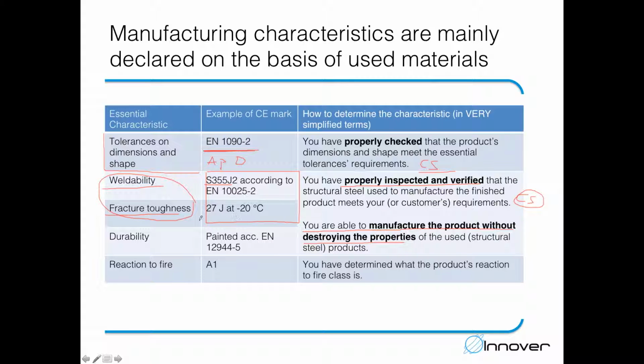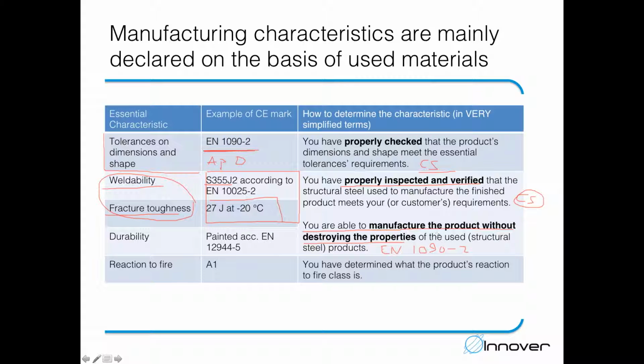So the structural steel that we used to manufacture this product was 27 joules at minus 20 degrees centigrade. And even after manufacturing, even after we have done holing, we have done sawing, we have done welding, we have done corrosion protection, even after all these manufacturing steps, the fracture toughness of the structural steel is still 27 joules at minus 20 degrees centigrade. And this relates to the standard that you perform the manufacturing according to the standard EN 1092.